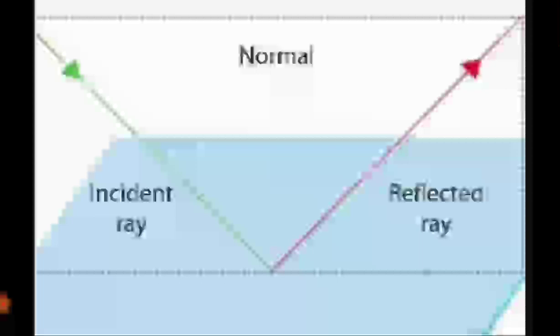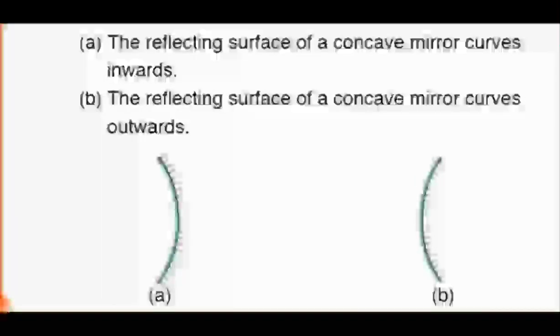and the ray which travels after striking the surface of a mirror is known as the reflected ray. And the normal ray is always perpendicular to the surface. So the last one was a plane mirror, and next is the spherical mirror.